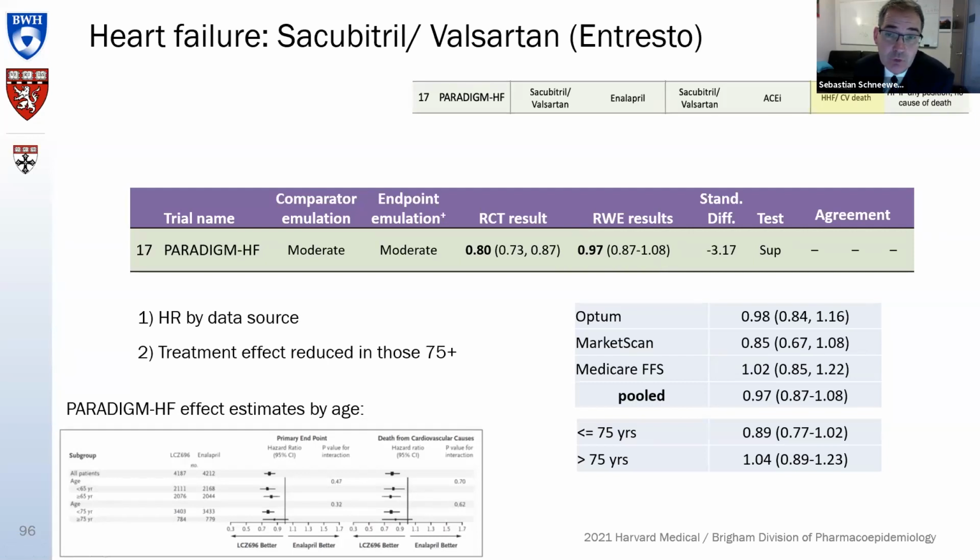We had some concern at the beginning already. We did not have New York Heart Association class in order to classify the severity of the heart failure. We didn't have ejection fraction. We are looking at the database-specific findings, and you see MarketScan has a point estimate of 0.85, while in the other two databases we don't see any effect here.